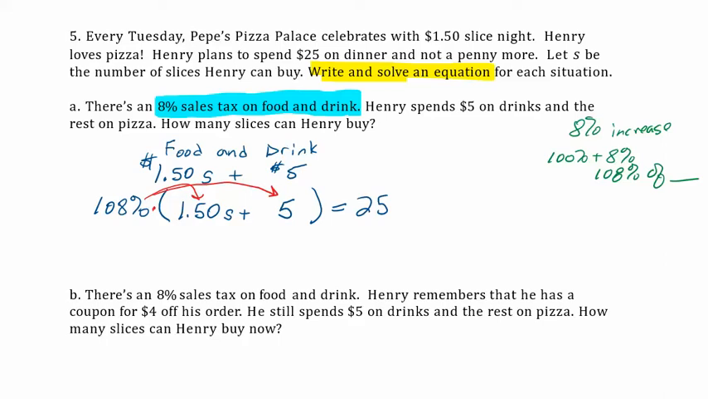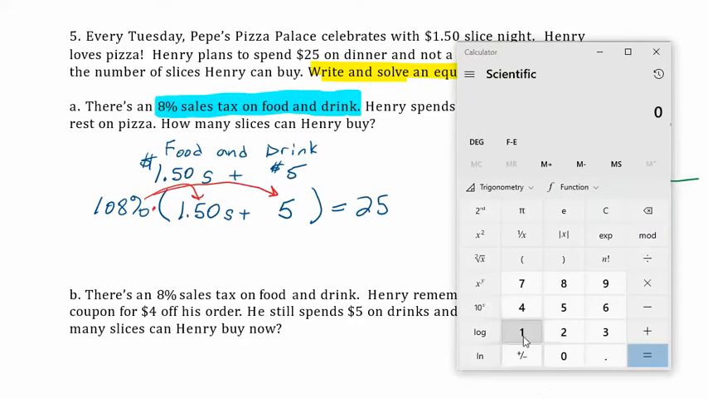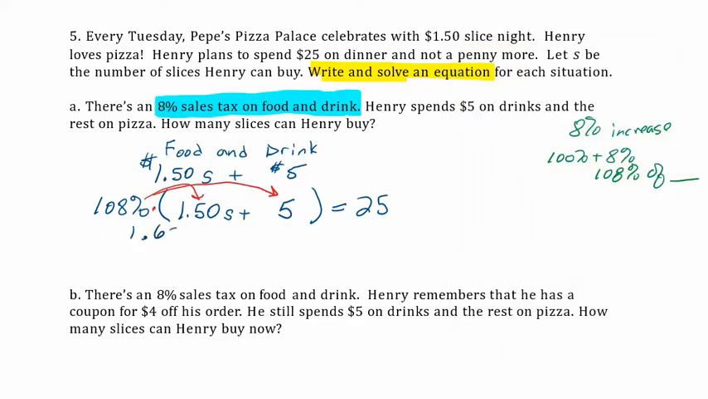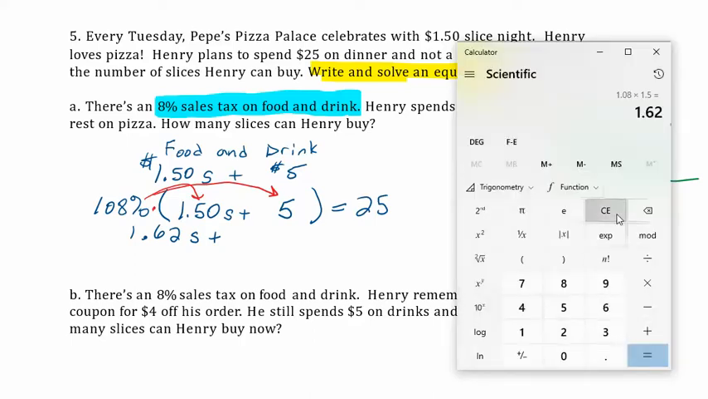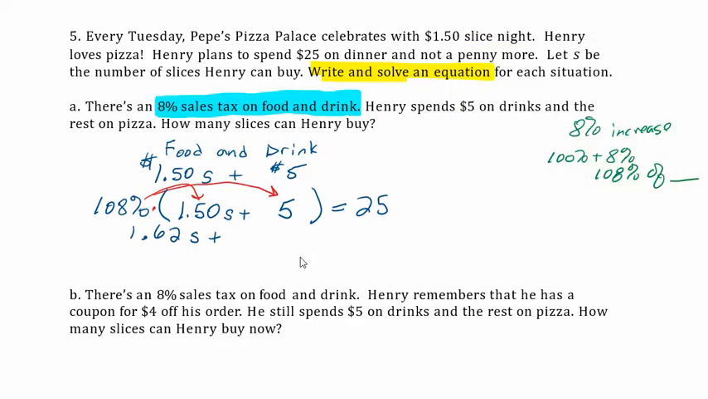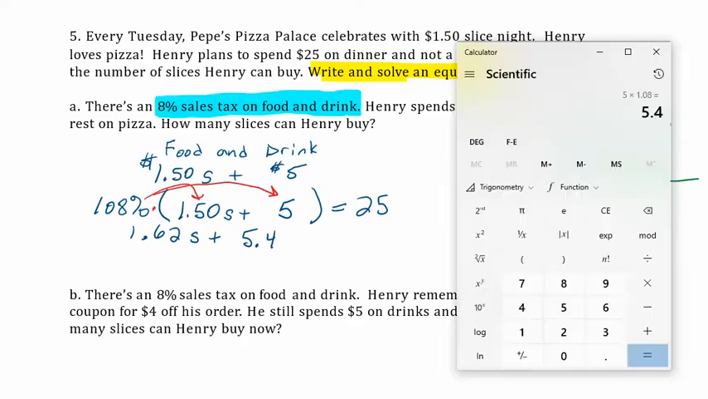Let's distribute since I did it the other way on the last problem. So I'm going to take 1.08 times 1.5. 1.08 times 1.5 is 1.62. So that gives me 1.62s plus 108% of 5, which is going to give me basically the cost of the drink with the tax added in, which is $5.40. Did that say 40 or 42? 40, okay.